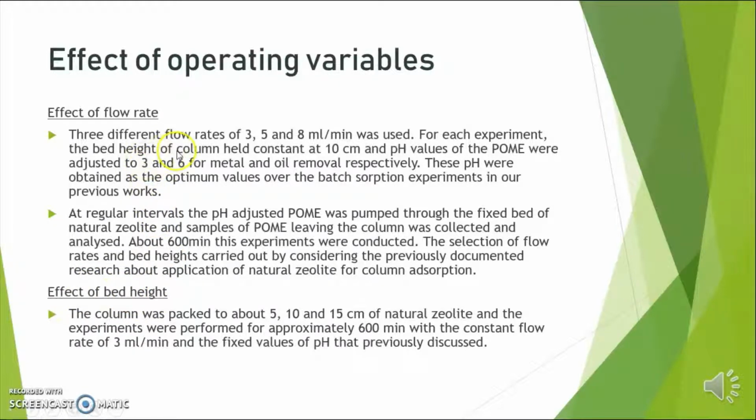For the flow rate, we have chosen 3 different flow rates, which are 3, 5 and 8 milliliters per minute. For each experiment, the bed height of the column was constant at 10 centimeters, and the pH values of the formula were adjusted to 3 and 6 for metal and oil removal respectively. This pH was obtained as the optimal value over the batch sorption experiment in our previous work. At regular intervals, the pH adjusted formula was pumped through the fixed bed of natural zeolite and samples of formula leaving the column were collected and analyzed.